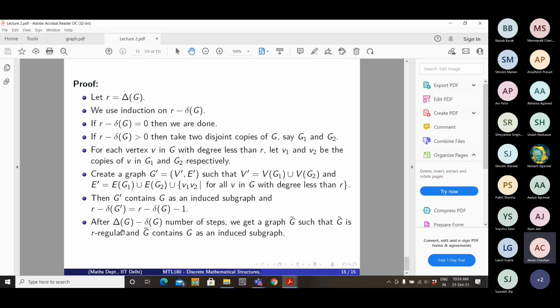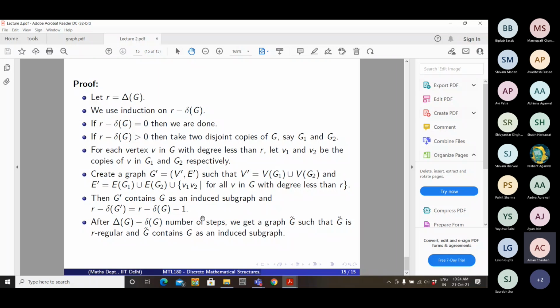Capital delta G minus small delta G means R minus delta G, and R minus delta G is 0, which means all the vertices have the same degree. So we have an R-regular graph. Okay, so now how do we get the induced subgraph?